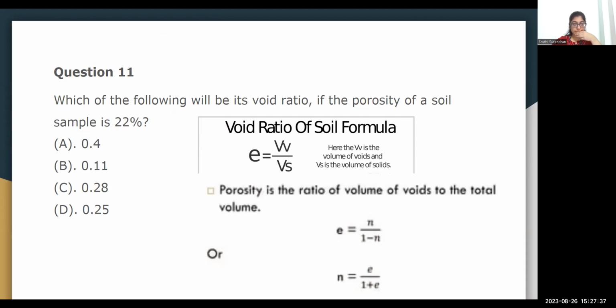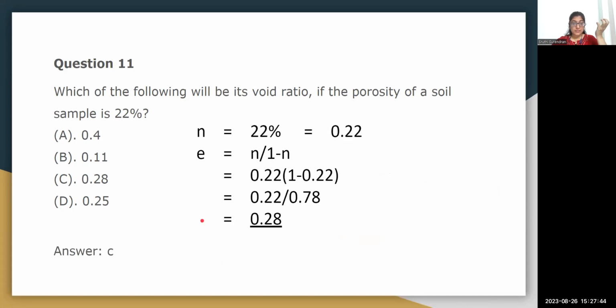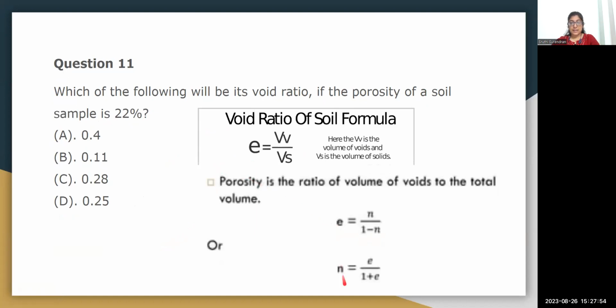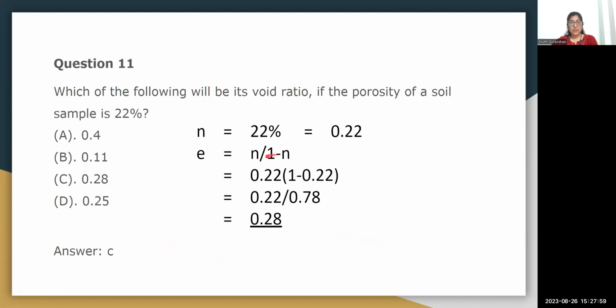Correct? Yes, so option C. The porosity is given as 22%, which is equal to 0.22. We saw the relation between E and N as E is equal to N by 1 minus N. So using that relation over here, we substitute 0.22 divided by 1 minus 0.22, which is equal to 0.28. So again, this is one category of simple numericals that can come.